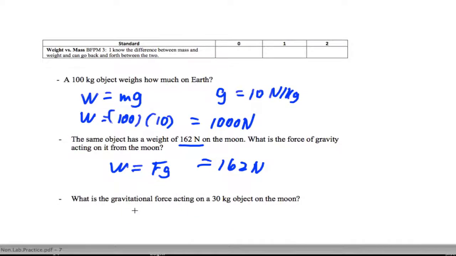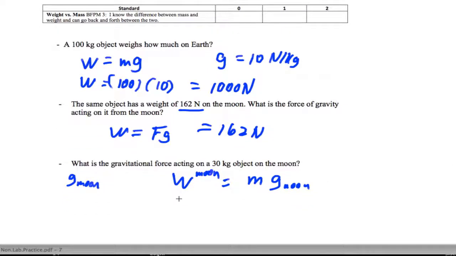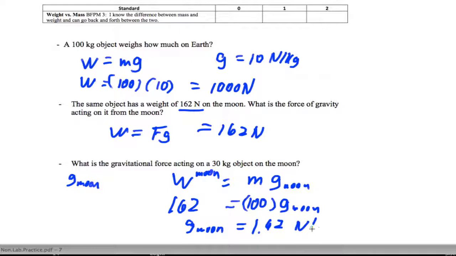Now, this one's a two-part question. What is the gravitational force acting on a 30-kilogram object on the moon? The problem is we need to get g, the gravitational strength of the moon. We know that the weight on the moon is the mass times the gravitational pull of the moon, and we need to actually get what that is. We know that a 100-kilogram object weighs 162 newtons on the moon. So g of the moon ends up being 1.62 newtons per kilogram.